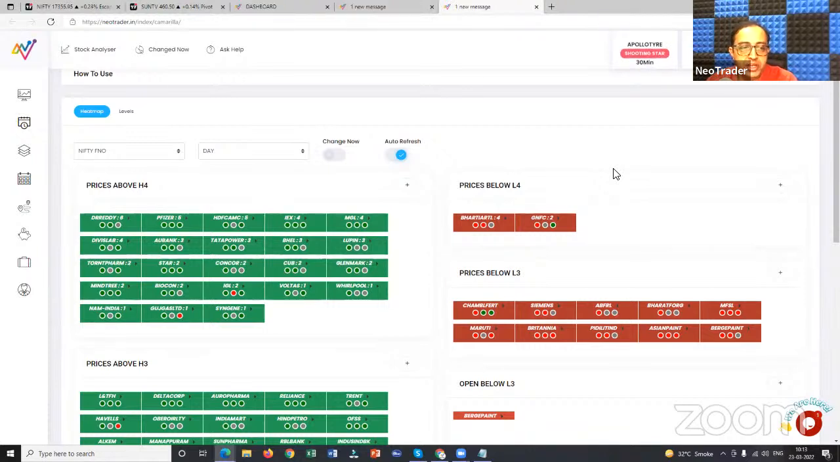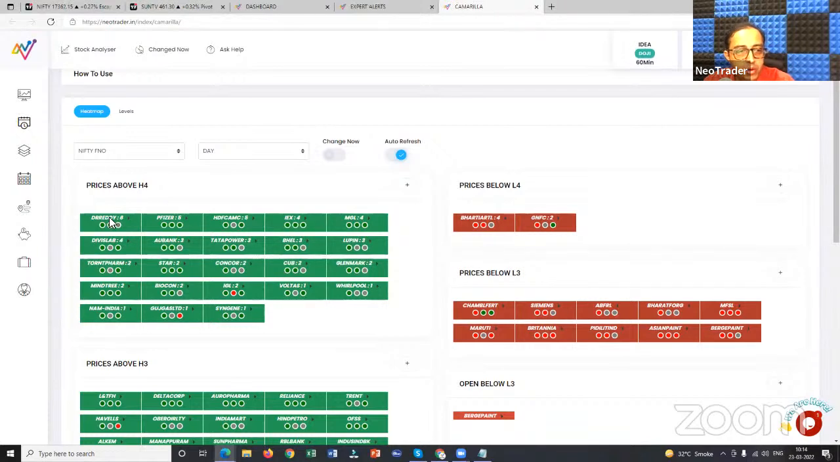So what are we seeing here? We are seeing that if the prices are moving above H4, these are all the names that are appearing. Amongst these, we find there are some names from the pharma space and some other generic names. Since pharma is the flavor of the day, we'll go and take a look at some pharma names. So you have got here pharma, and you have got IEX and MGL.